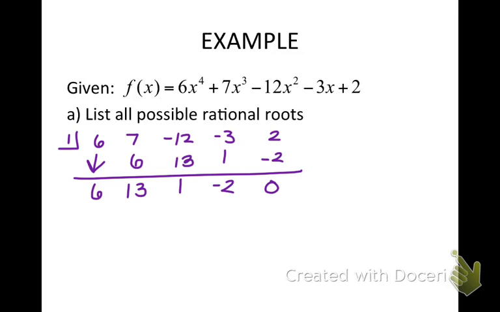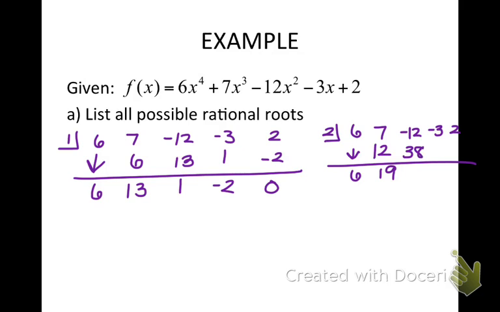Pick another one. What was another number from our list? You want to go 2? So if I do the same thing with 2, 6, 7, negative 12, negative 3, 2. So we have 6, 12, 19. This is going to get ugly. What is that? 38. 38 minus 12 is 26. We see how this is not going to end well. 54, 51, 102. Is that going to get me a remainder of 0? No. So is 2 a solution to this? No, it's not. Okay. But lucky for us, we did get to our solution right away.